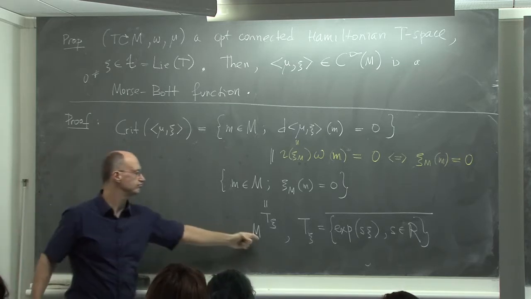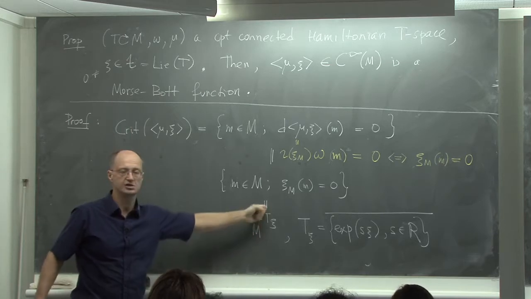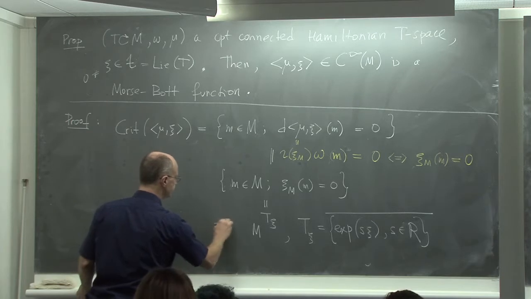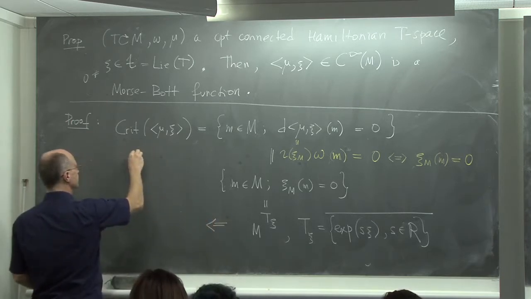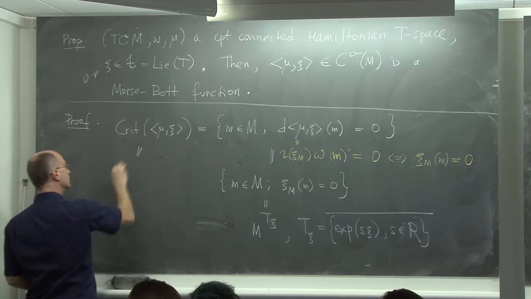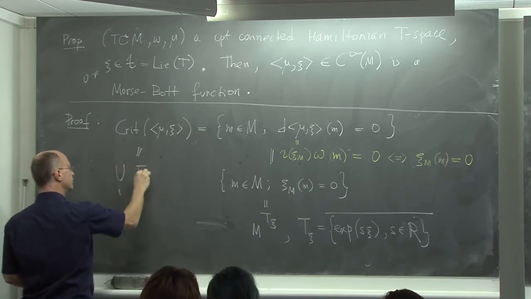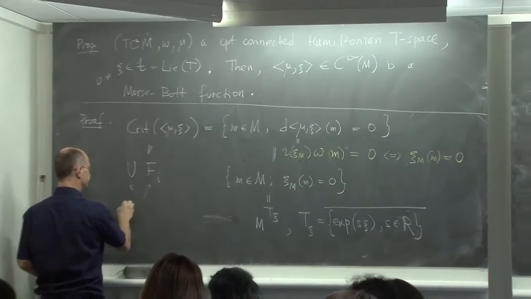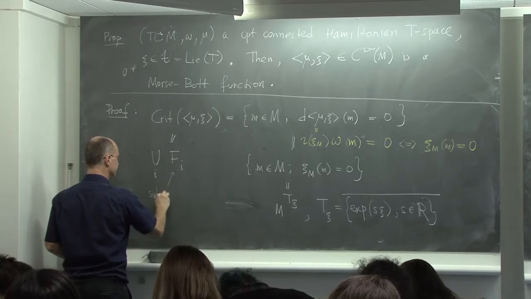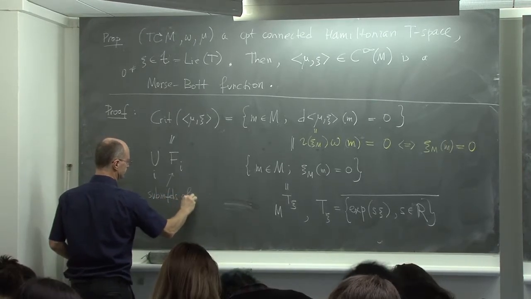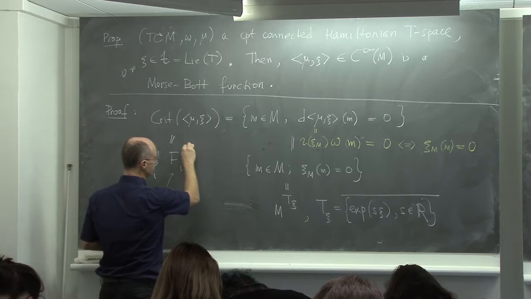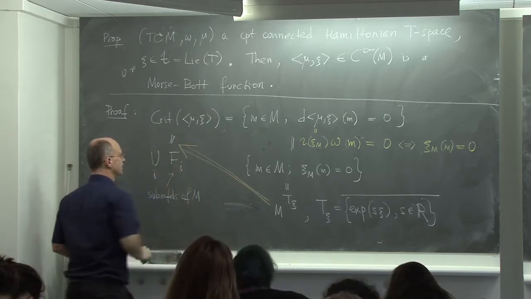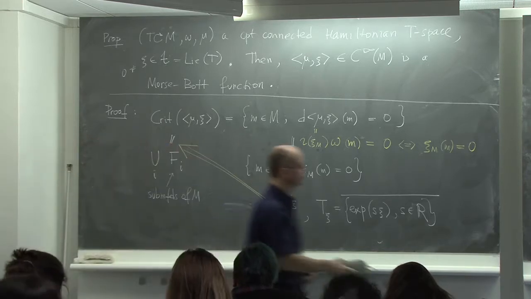In particular, of course, we know that since this is the fixed point set for a compact subgroup, this means that this critical point set is a union of smooth submanifolds. So that's because of this interpretation.